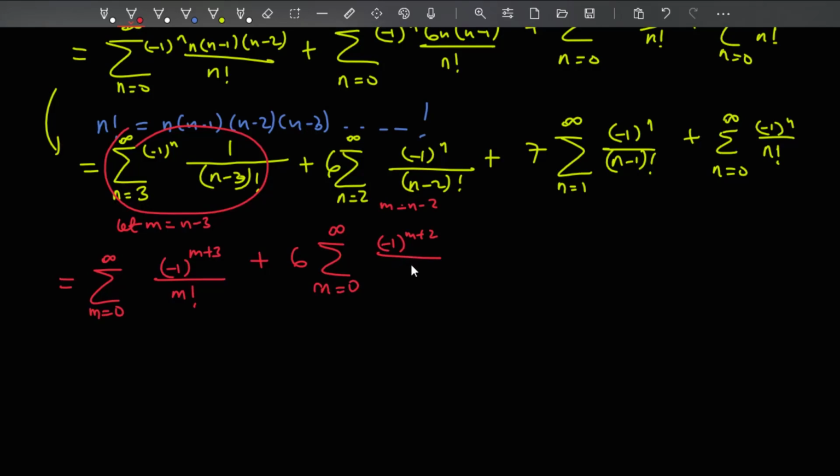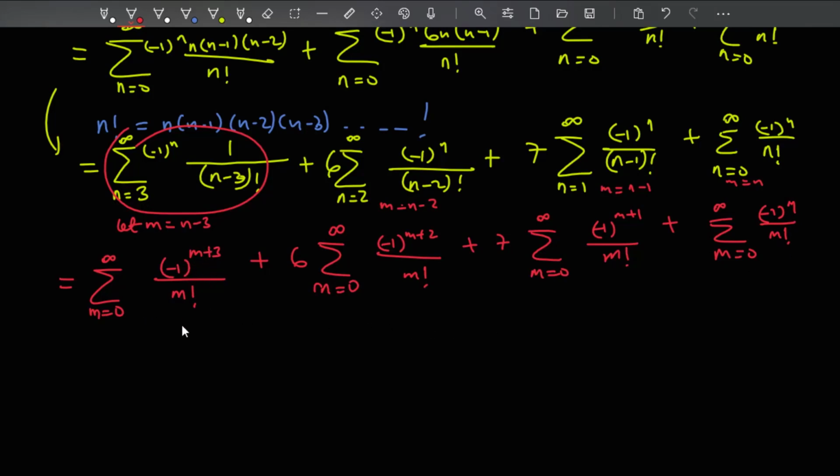What's that going to be? Divided by m!, plus 7 times the summation from m equals 0 to infinity of negative 1. If we have m as n minus 1, this is going to be m plus 1, divided by m!. For this, we'll have the summation from m equals 0 to infinity of negative 1 to the power m over m!.